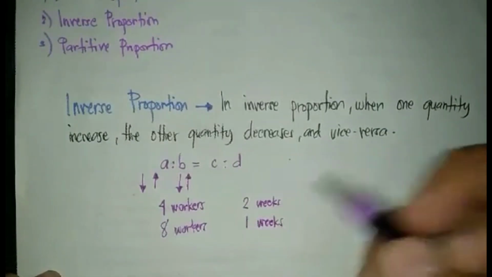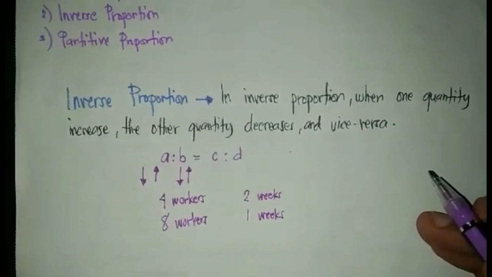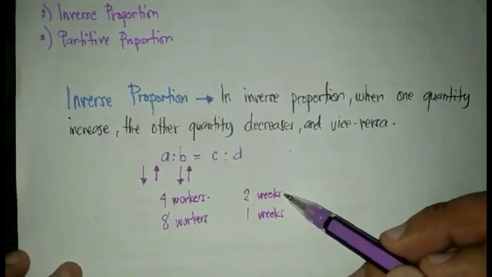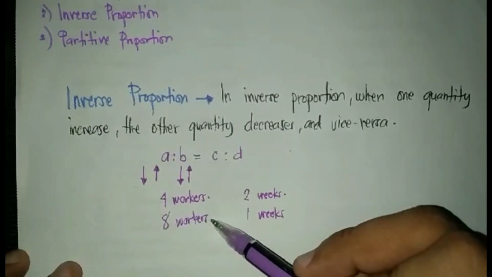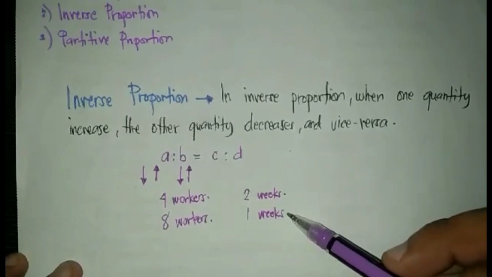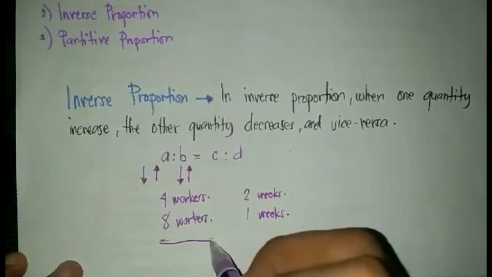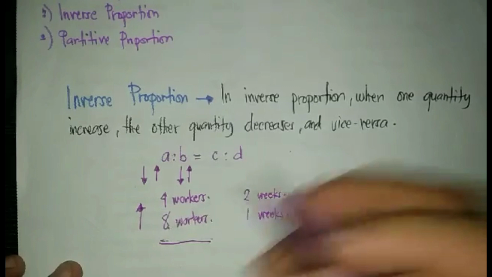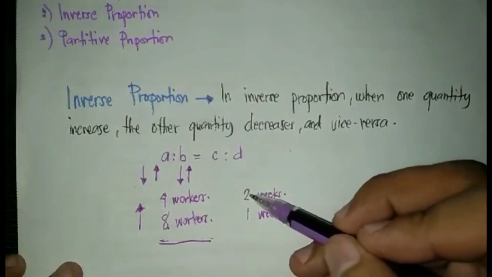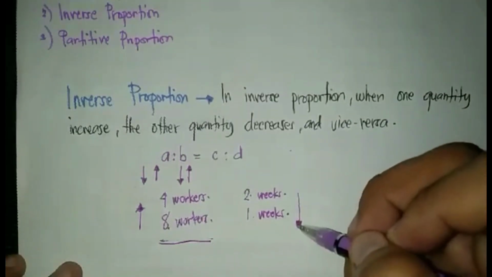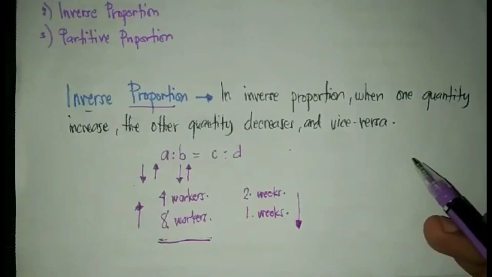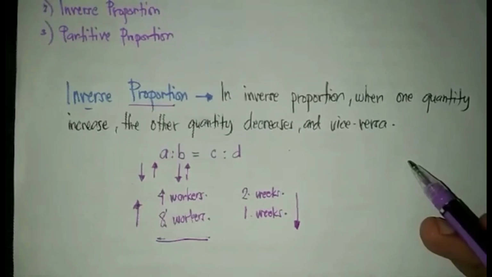Okay? So, pansinin natin yung concept ng inverse proportion. From 4 workers, kayang gawin yung isang job within 2 weeks. Pero, kapag nagdagdag, tinaasan natin yung workers, naging maiksi na lang yung time frame. Naging 1 week na lang. So, pansinin natin, yung one quantity, tumaas. From 4, naging 8. While yung other quantity, from 2, naging 1. So, bumaba. Okay? Yun yung concept ng inverse proportion. When one quantity increases, the other quantity decreases, and vice versa.